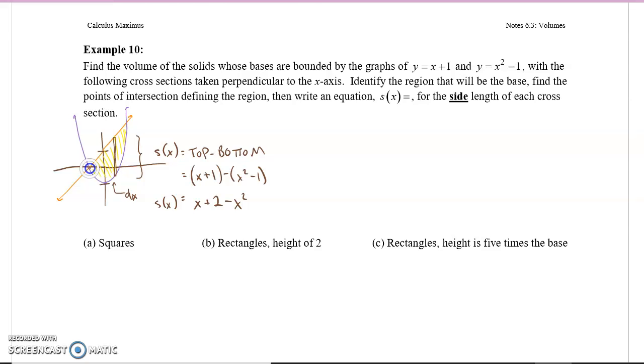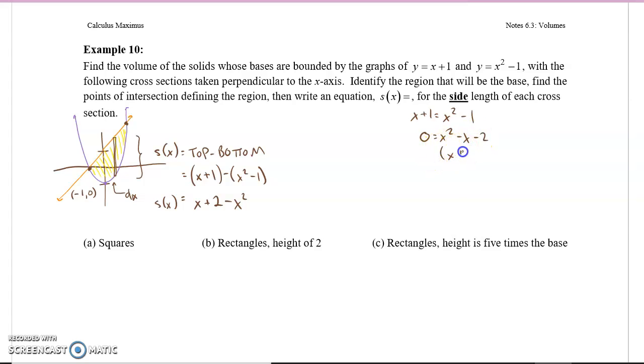And it would make sense at this point to maybe figure out what our endpoints are, right? So our points of intersection here, we'll have the point of intersection negative 1 comma 0, right? When x equals negative 1, y equals 0 in both of these equations. And then this one up here, that one might be a little bit harder to find, but we can set those equal to each other. x plus 1 equals x squared minus 1. And we can subtract over and get 0 equals x squared minus x minus 2.